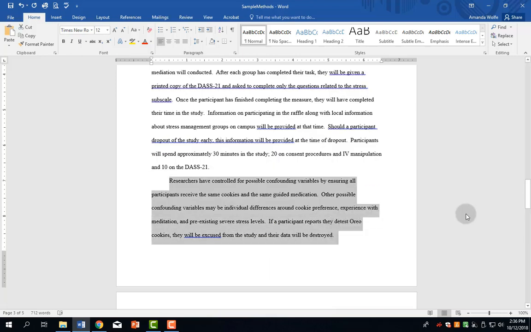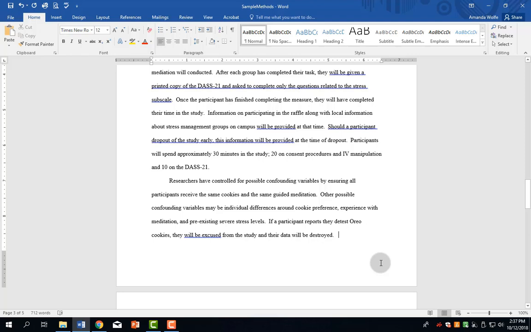The second paragraph also talks about confounding variables. I have talked about in the first sentence what variables I've specifically tried to control for. Specifically, that participants all receive the same type of cookie or the same type of guided meditation. Oh, there's another spelling error. But I've also outlined other potential confounding variables. These are cookie preferences, experience with meditation, and pre-existing severe stress levels. I have offered that if a participant reports allergies to the cookies that we're using, they will be excused from the study. The other two I haven't addressed.